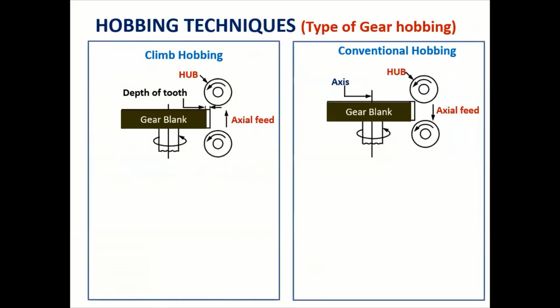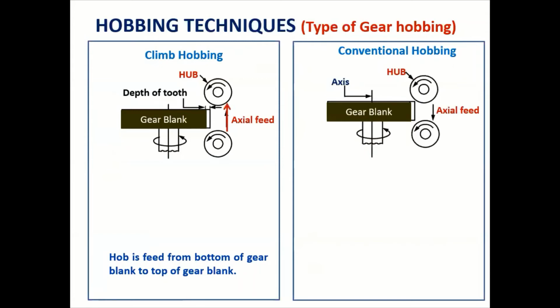So there is a hobbing technique. It is also called a type of gear hobbing. There are two: one is climb hobbing and the other is conventional hobbing. In climb hobbing, the hob is fed from the bottom of the gear blank to the top of the gear blank. You can see this is the feed: the hob rotates continuously and moves in an upward direction. That is called a climb, it is just climbing up. That's why the name is climb hobbing.